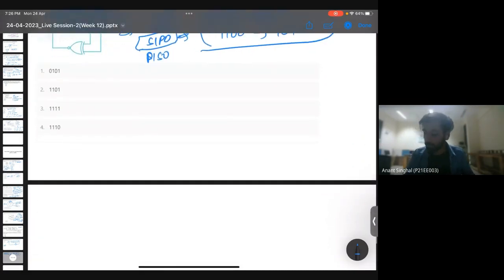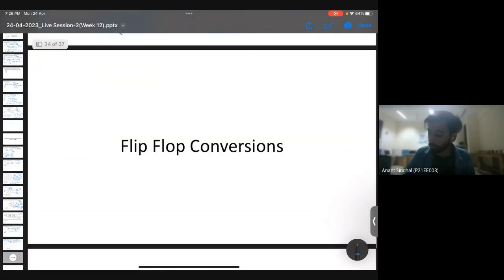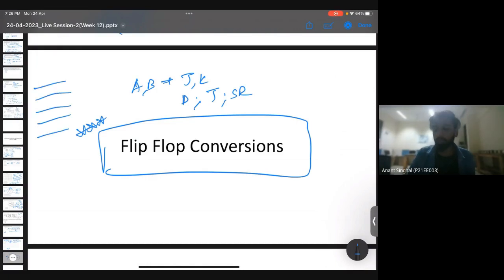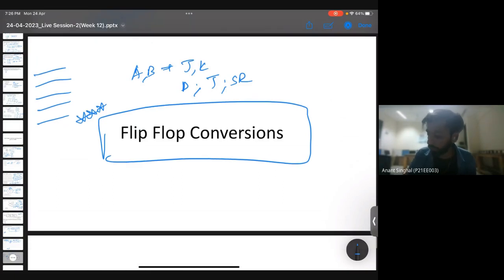And from week 7, which was the start of this course, the most important topic was flip flop conversions. You should know how to convert a certain flip flop into another, because it is the most important and basic fundamental knowledge. You should be able to make any flip flop from a given JK, D, T, or SR flip flop. So you should know the procedure, the 5 points you should remember, which have already been taught in the previous live sessions. You can look through the videos also.